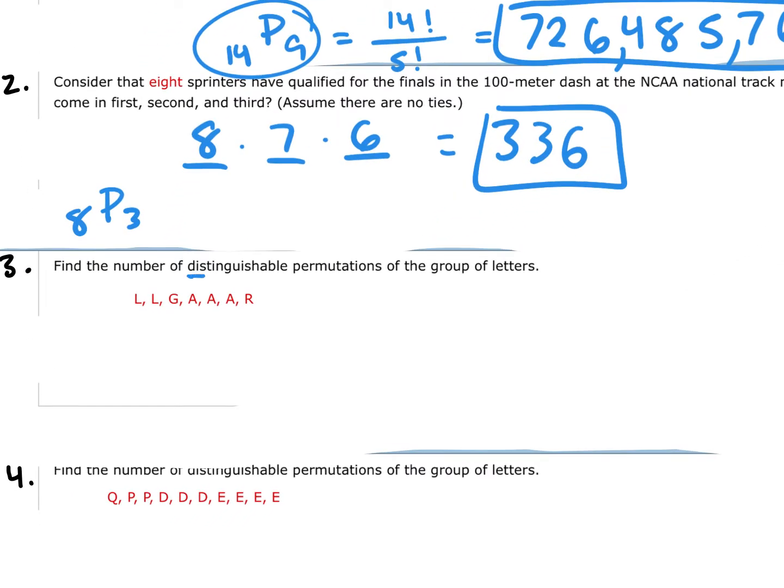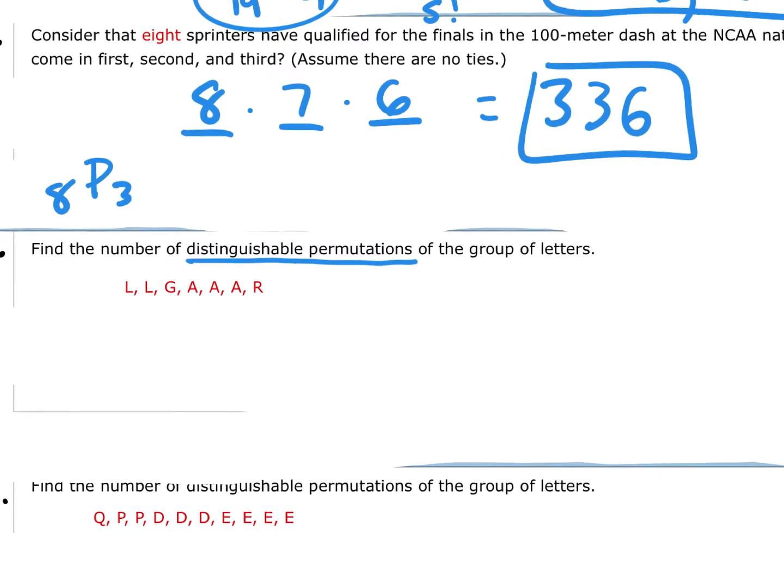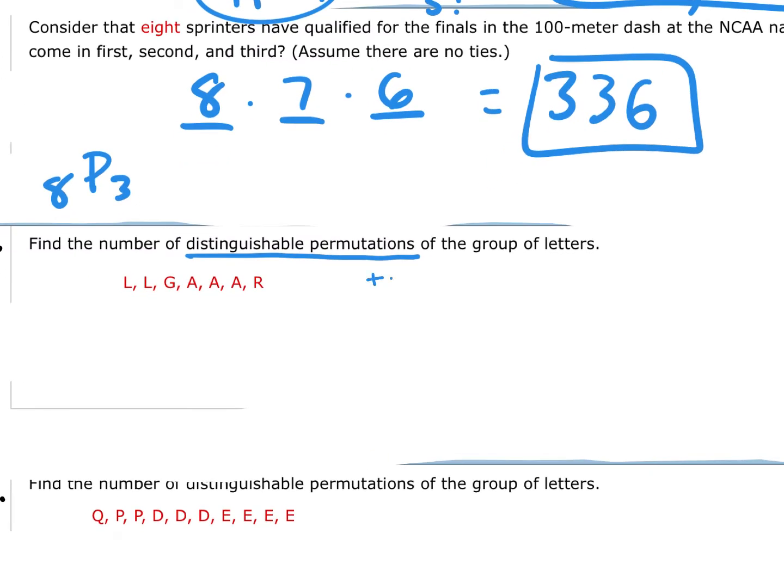All right, number 3. Here it says distinguishable permutations. So we take the total factorial over repeated factorial. So the total amount of letters I have is 1, 2, 3, 4, 5, 6, 7. 7 letters total. L repeats how many times? Twice. Does G repeat? A repeats how many times? 3. So that goes on the bottom. Does R repeat? Nope. So it would be 7 factorial over 2 factorial times 3 factorial.